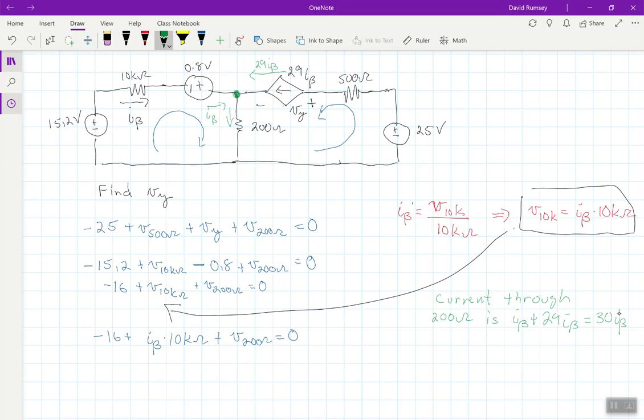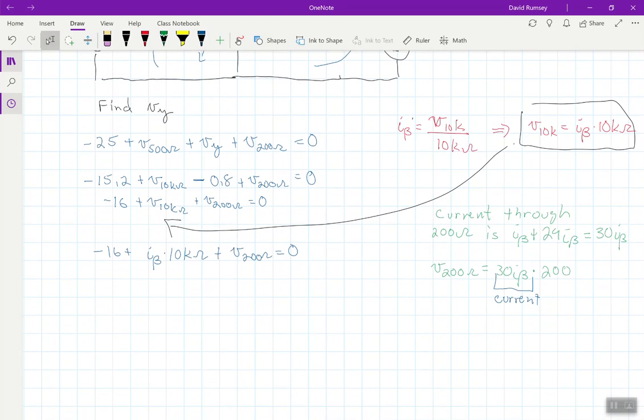Now we've actually made some really good progress here, because again, using Ohm's law, I could write the equation that the voltage of the 200 ohm resistor is equal to the current going through it, 30 I beta, times the resistance, 200. I want to emphasize, this 30 I beta is the current going through it. And we found that by using KCL, because the current entering that node has to be the current leaving the node. And now I can go back and further substitute in.